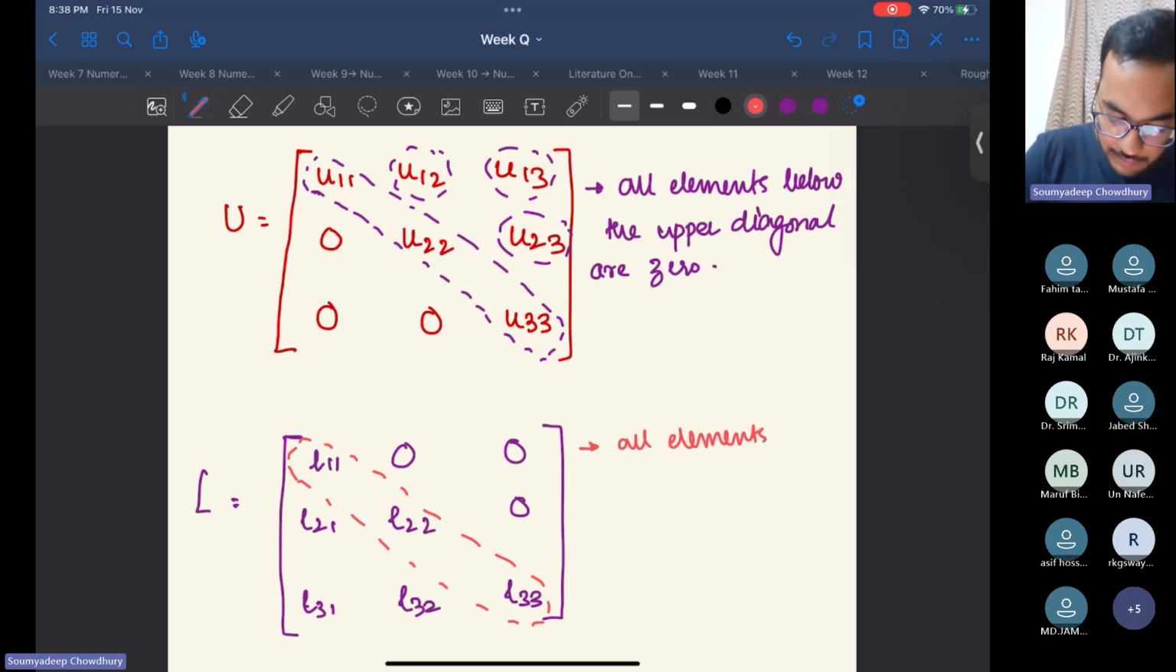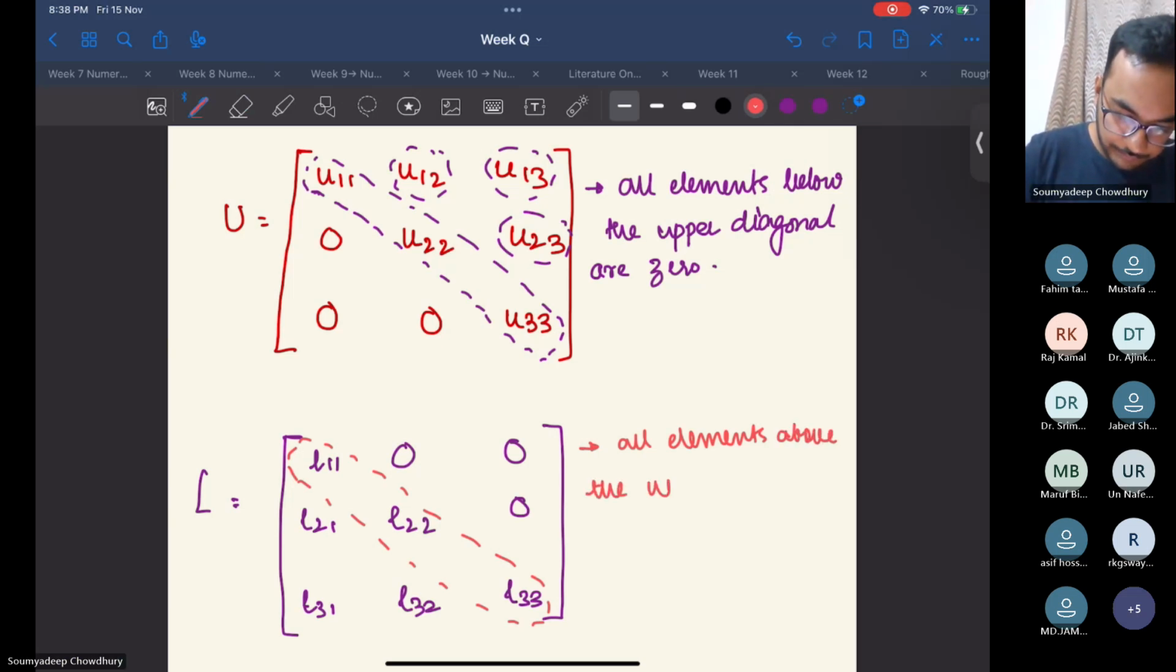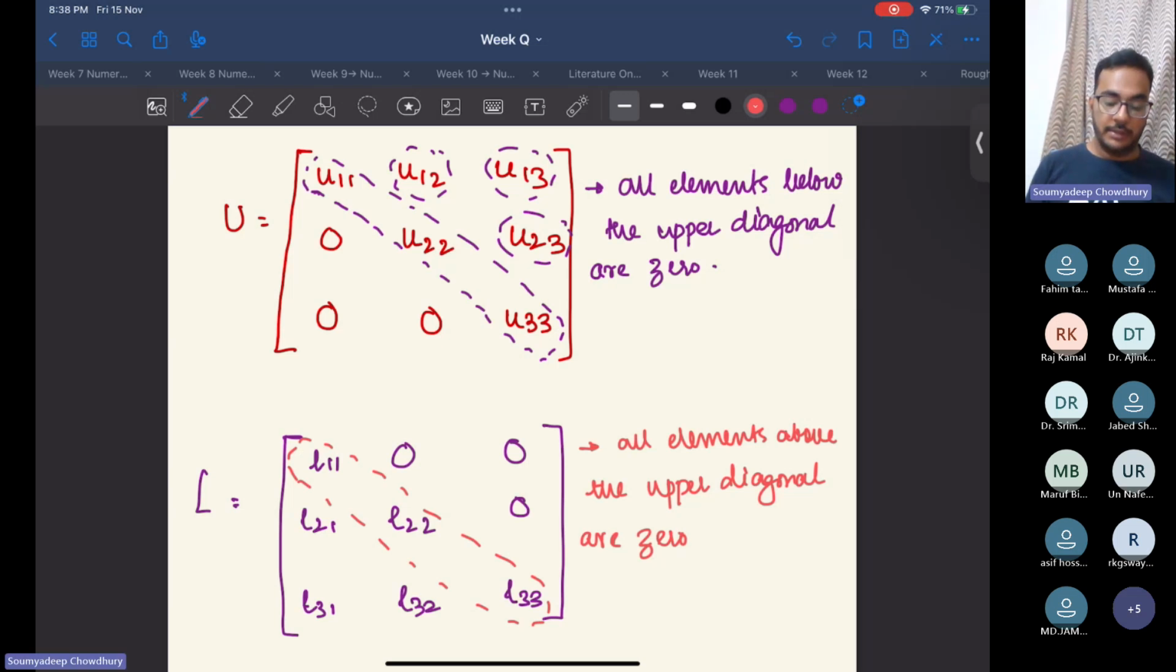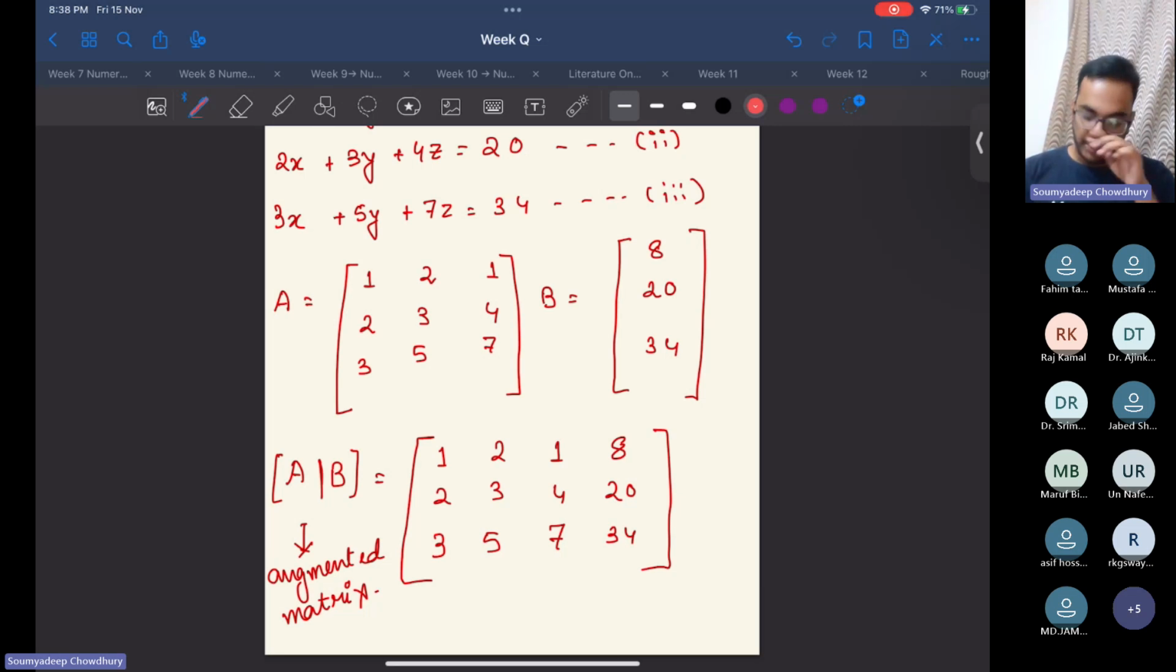All elements above the principal diagonal are 0. Is the difference between lower triangular and upper triangular matrix clear, everyone? If it is clear, then I can move forward. Otherwise, you will not understand. Clear, right? Yes, sir. Okay.